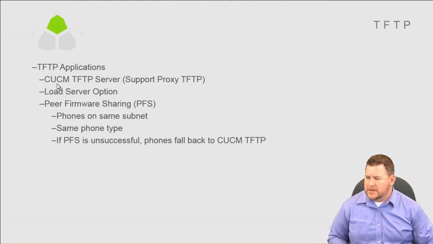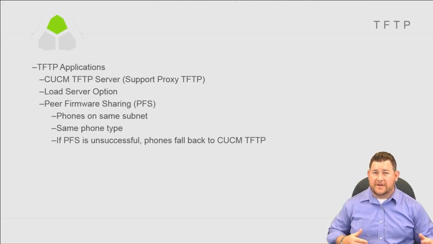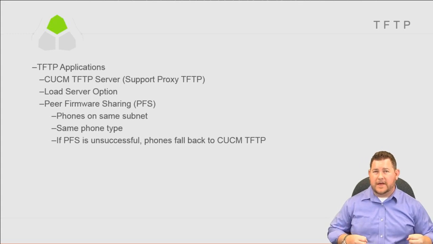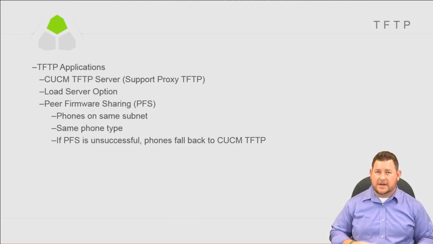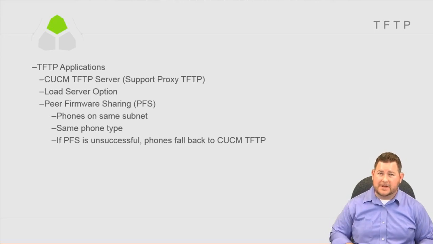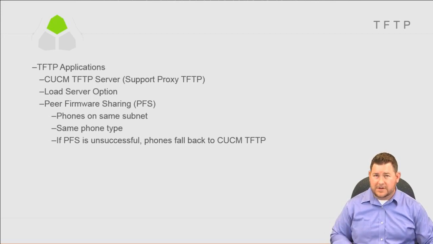Does peer firmware sharing only use TFTP or does it use HTTP? Peer firmware sharing is kind of its own protocol for how these phones talk together. It's not necessarily using TFTP or HTTP. TFTP is used as the first step, and the phones grab this file from the TFTP server, and the protocol used between the phones now is this peer firmware sharing. It doesn't really matter what protocol it is. TFTP is just the way to get to the phone. So I hope that answered your question, Scott.